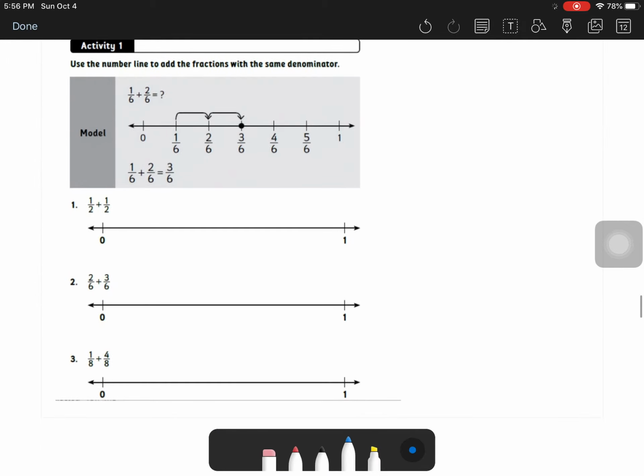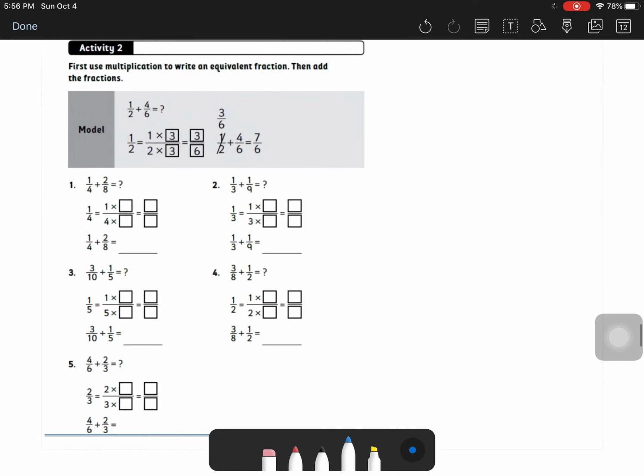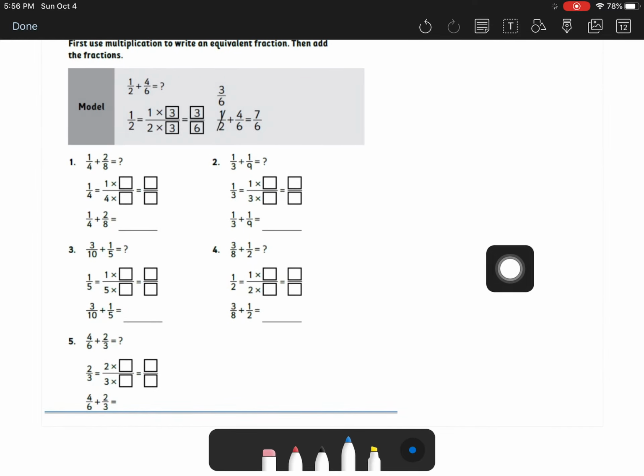Okay. So this next set of problems, it looks like we have common denominators on each of these fractions. So pretty straightforward. 1/2 plus 1/2 would be 2/2. 2/6 plus 3/6 would be 5/6. And 1/8 plus 4/8 would be 5/8. Okay, so those ones all had common denominators. Now, the next set of problems, we have to create equivalent fractions. So we're going to have to multiply by something on both the numerator and the denominator. And so we just have to decide what that's going to be.